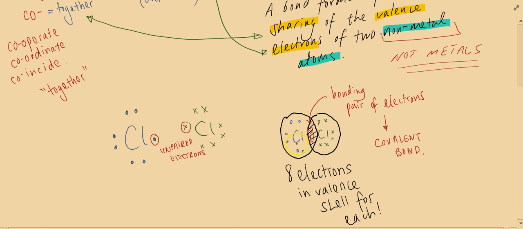And you can see here chlorine is a type of non-metal, so two chlorine atoms, two different non-metal atoms, can help each other form an octet by sharing their electrons. So this sharing of electrons, I will add that. And these unpaired electrons are shared. The sharing of electrons forms a bonding pair of electrons, which is what we call a covalent bond.